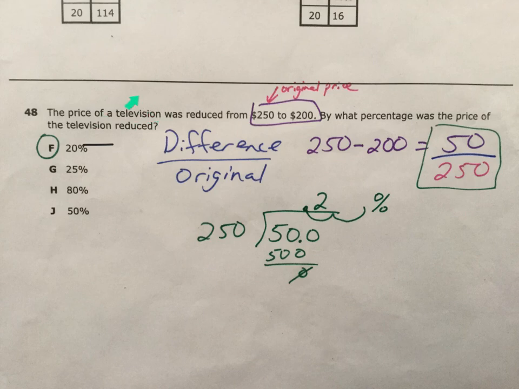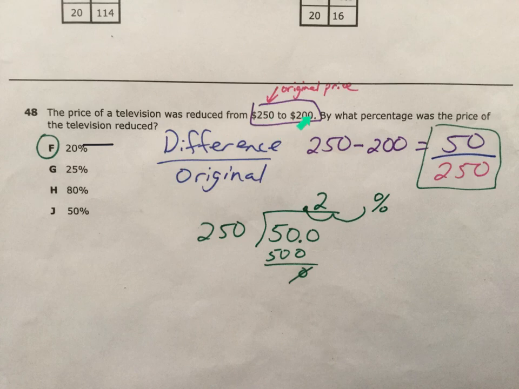And all you need to know is the formula difference over original. So anytime it's a percentage and they want to know the reduction or increase or decrease, that is a percent of change. How is that percentage changing up or down? So that is difference over original.